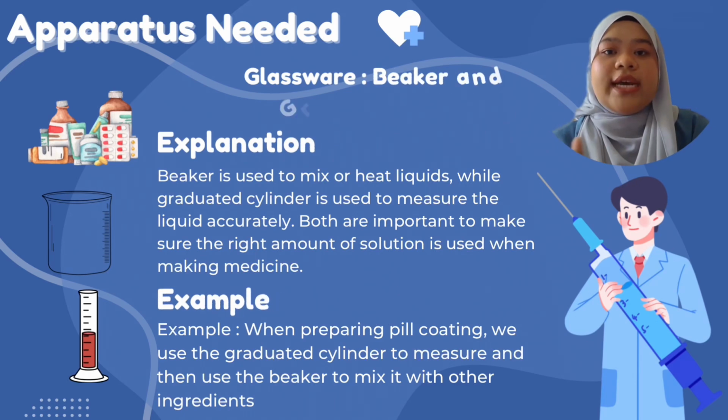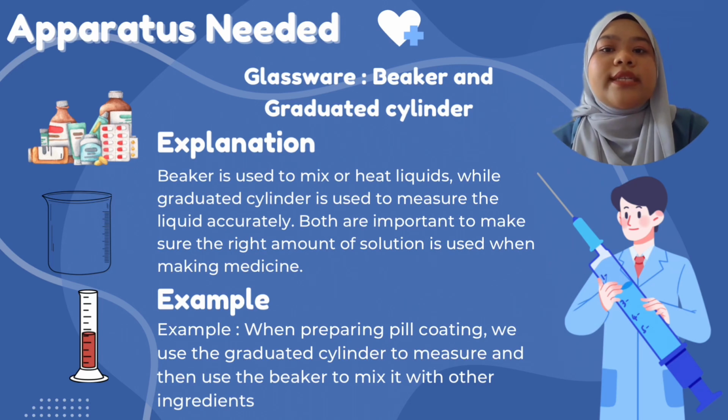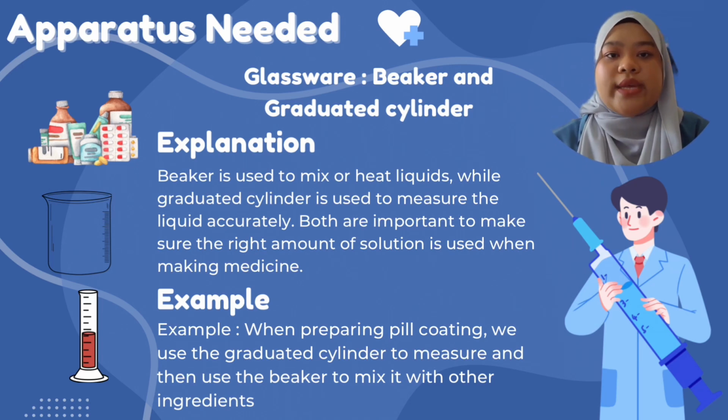Next, we have glassware. The two I will explain are the beaker and graduated cylinder. A beaker is used to mix or heat liquids, while a graduated cylinder is used to measure liquids accurately. Both are very important in the pharmaceutical industry, especially when making syrup, solution, or coating for pills.